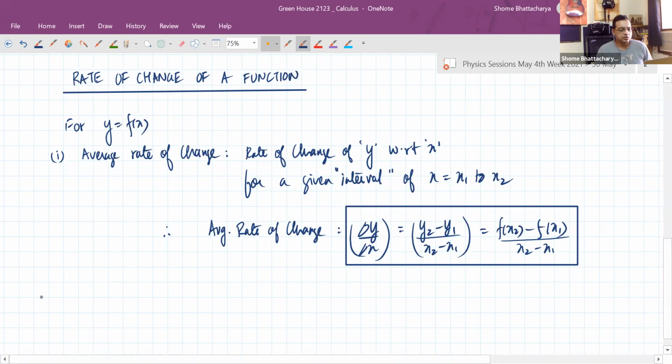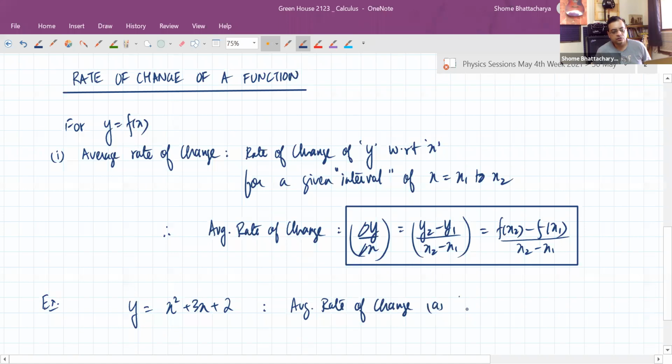Okay. So for example, if we have a function, let's say x squared plus 3x plus 2, and we have to find out the average rate of change from x equal to 0 to 2, let's say. And then again from x equal to 1 to 3.